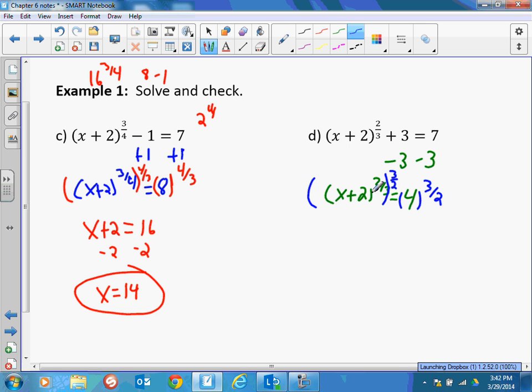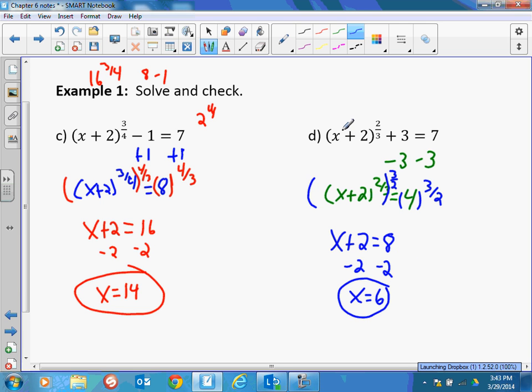Okay, because 2/3 and 3/2 will cancel out, leaving us with just x plus 2 equals 4 to the 3/2. Remember, the 2 means the square root. So the square root of 4 is 2, but 2 cubed is 8. And you can put that in your calculator. 4 to the 3/2 is going to equal 8. Okay, and then you just subtract 2, and you get x equals 6.